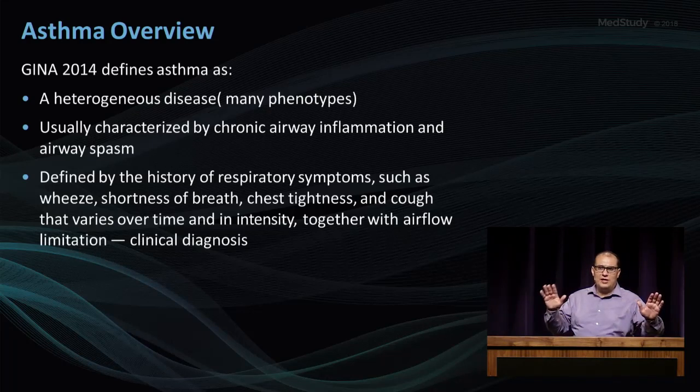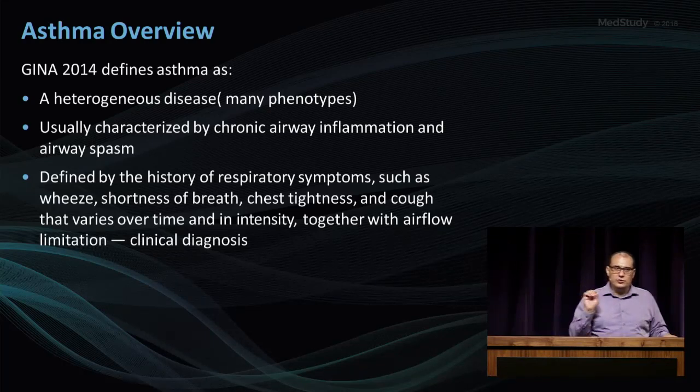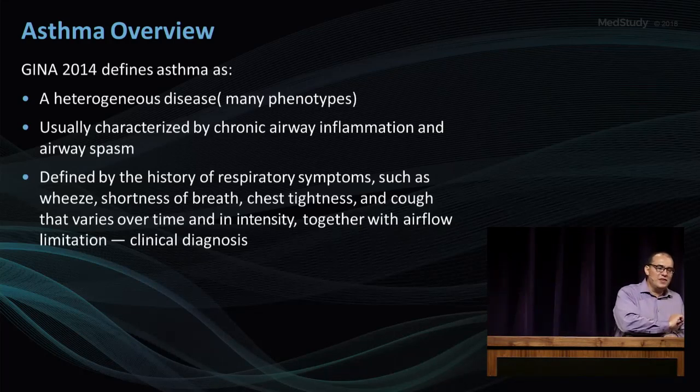So you tell the mom, continue with the albuterol that takes care of the spasm, but then you need to take care of the inflammation. Is that making sense? Now, the other point, and then I will go to the slides. The other point I want to tell you is that asthma is what type of diagnosis? Clinical diagnosis. What that means.